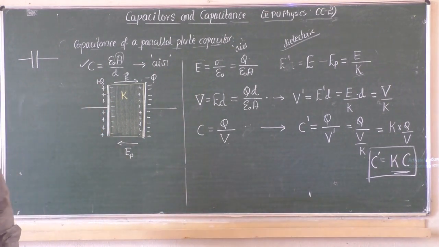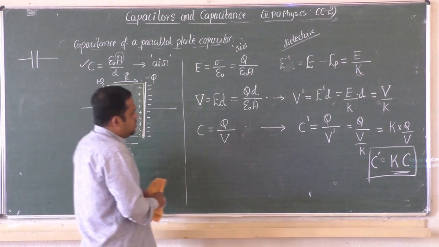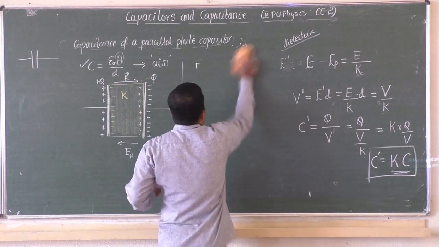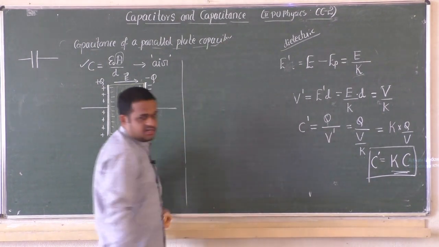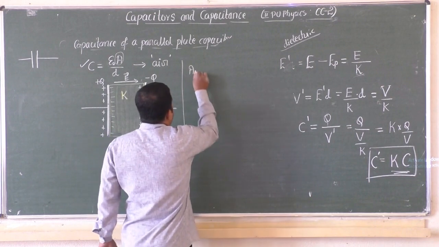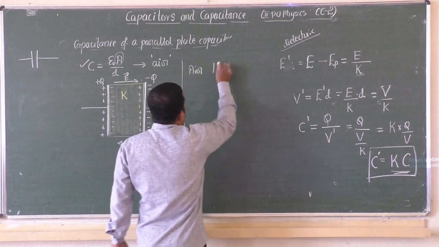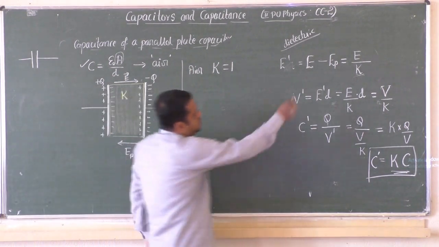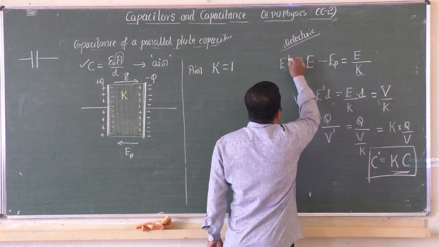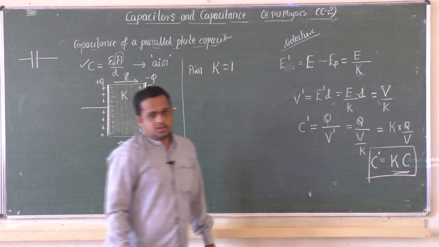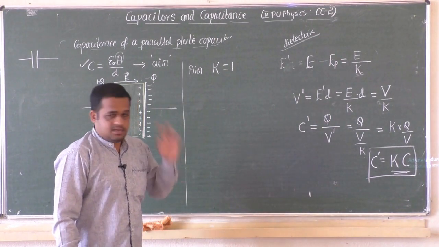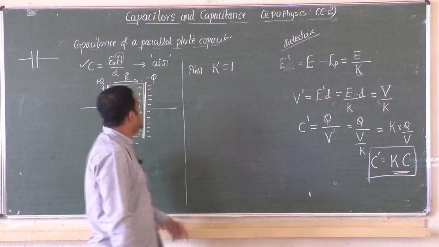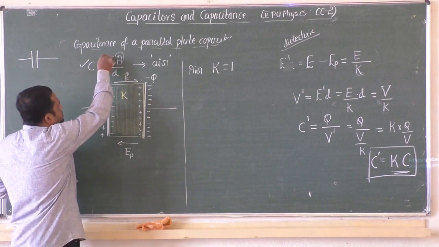Now, if you consider the dielectric constant, just remember these points. In case of air, dielectric constant K is equal to 1. No difference between these two. E dash is equal to E. Due to the presence of air, the electric field will not change. Dielectric constant K is equal to 1. Actually, here we can write 1 into K.